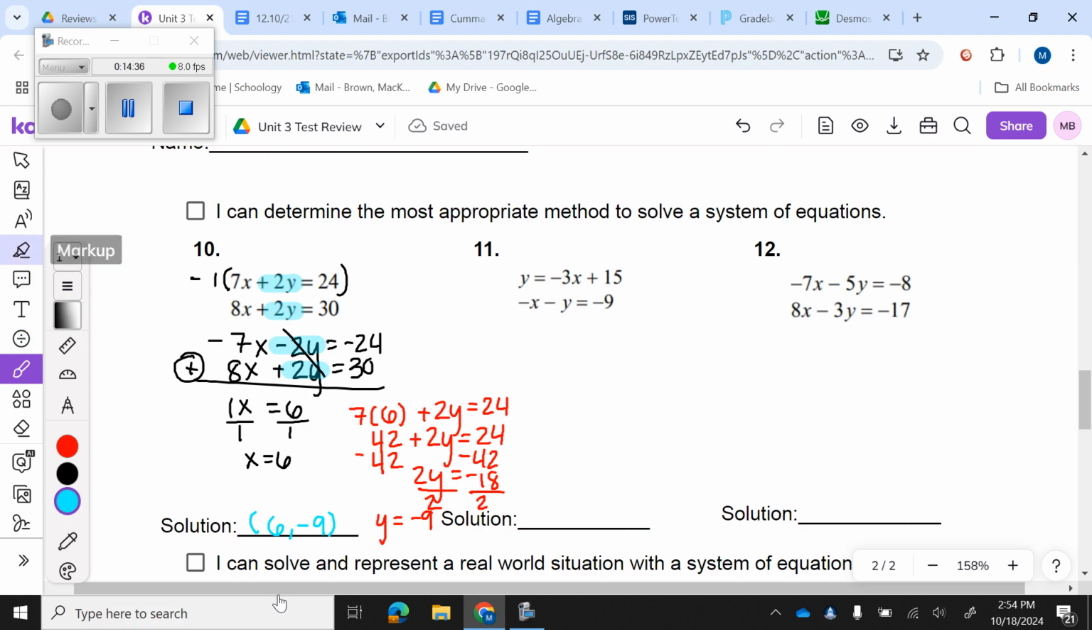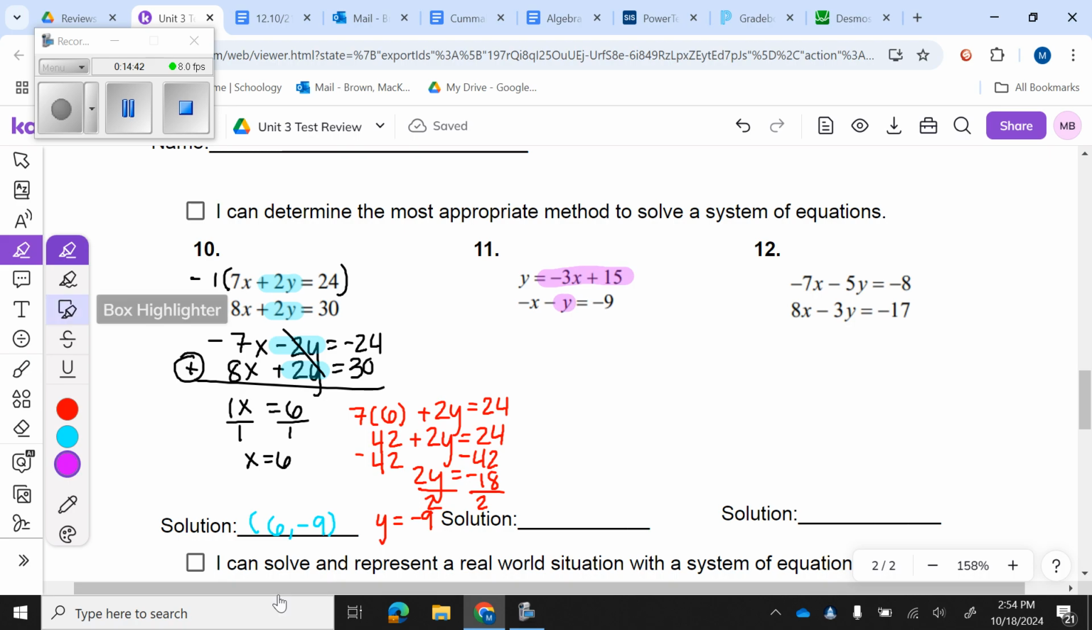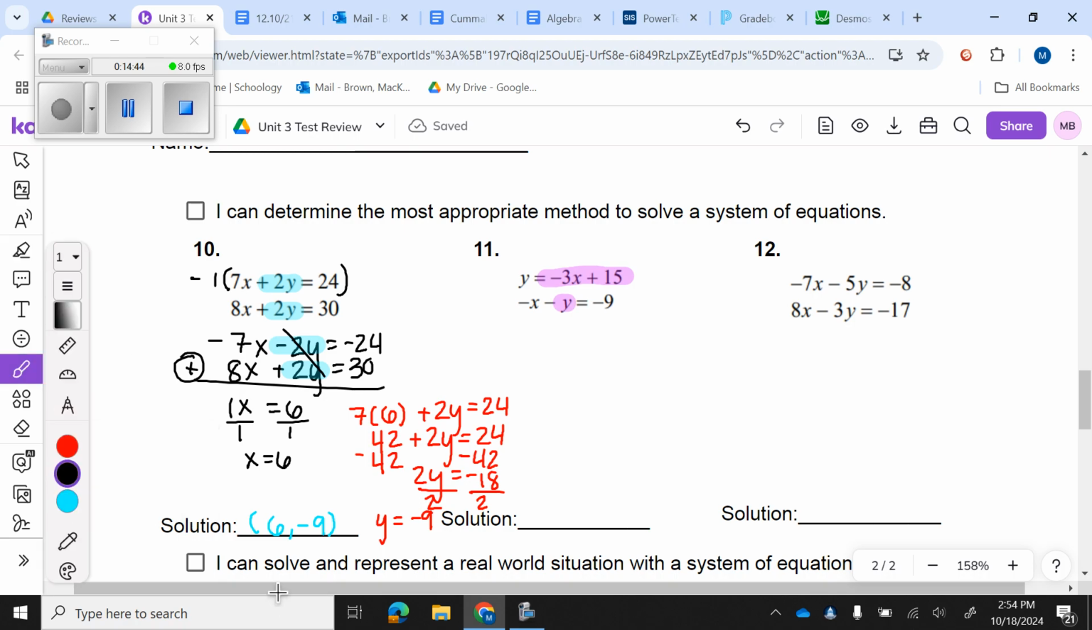All right, 11. 11 is set up for substitution because this y is all by itself. So I'm going to go put that in for y. To make my life a little bit easier, go ahead and put a 1 in front of that y. So when we substitute, we know what we're distributing. Okay, so I'm going to have negative x minus 1, parentheses, negative 3x plus 15 equals negative 9.